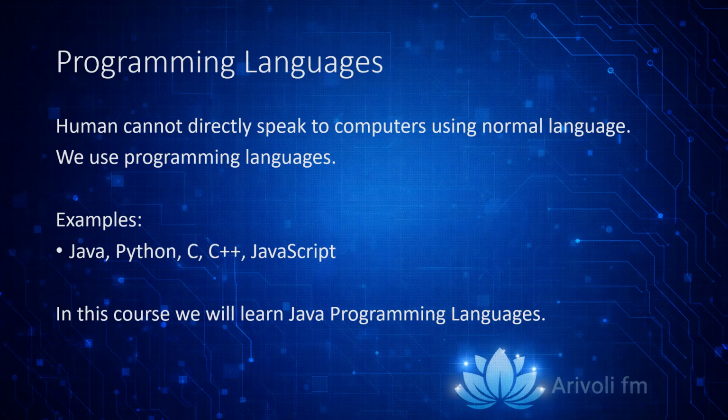Computers understand only machine language, which is very complex. So, programmers use special languages called programming languages. Some popular languages are Java, Python, and C++. In this course, we will learn Java, which is one of the most powerful and widely used languages in the world. Java is used in banking systems, Android applications, enterprise software, and large web applications.